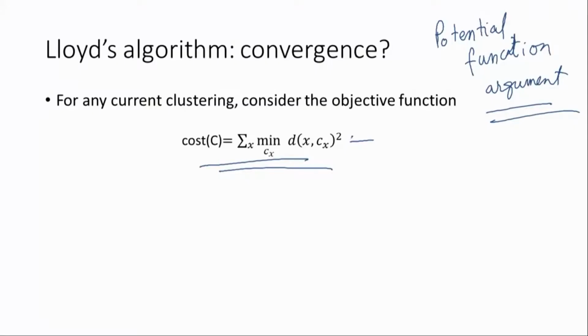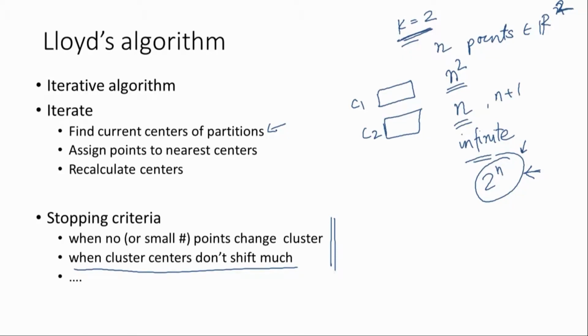My claim is that every step of the algorithm is never increasing this objective function. It is always strictly decreasing this objective function. Why is that? So what are the steps of the algorithm? Let us go over the steps. In this step, when I calculate new centers of the partitions, why is the objective function being decreased?